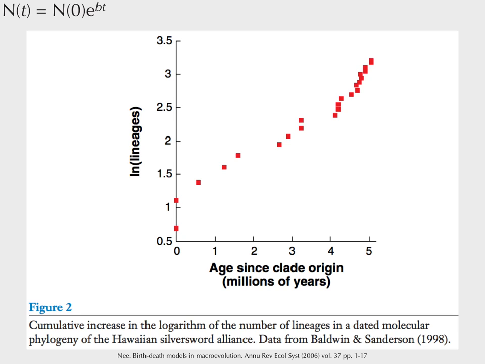So here we have Hawaiian silver swords, which are cool plants. From a phylogeny, you can look at my phylogeny. I can say, okay, at this time point, I have 1, 2, 3, 4, 5 species, and that's at this height. At this time point, I have 1, 2, 3, 4, 5 species. At this time point, I have 1, 2, 3, 4 species. And I can put it on a plot like this: log number of species against age since origin. What do you expect under exponential growth?